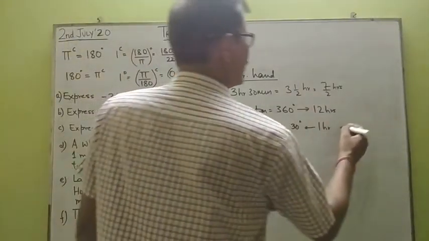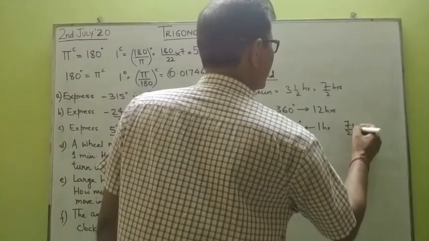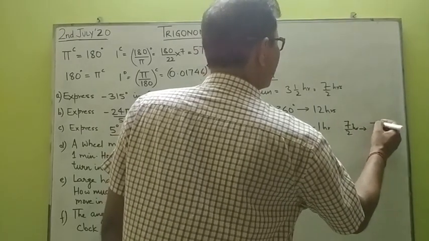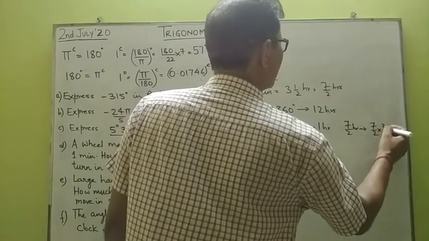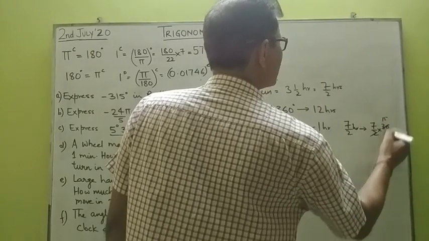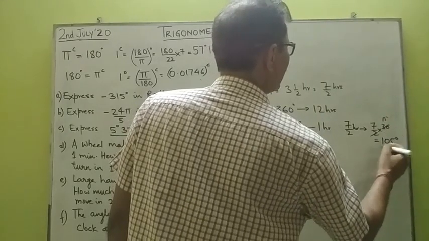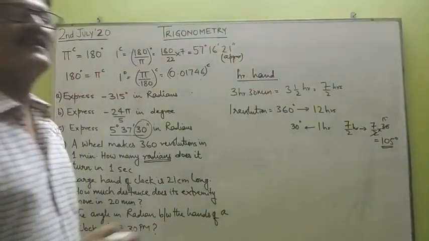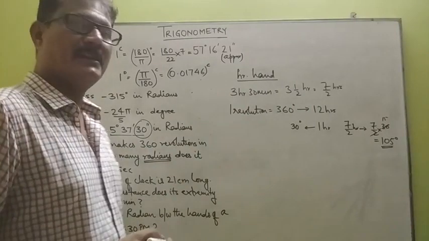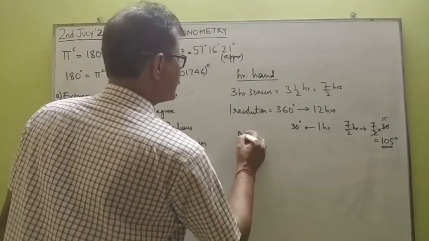So in 7 by 2 hours, if you use the unitary method, you find the angle swept in degree will be 7 by 2 into 30, that is 15 into 7. So it turns out to be 105 degree. The hour hand is going to sweep an angle of 105 degree in 3 hours 30 minutes. Now coming to the minute hand.